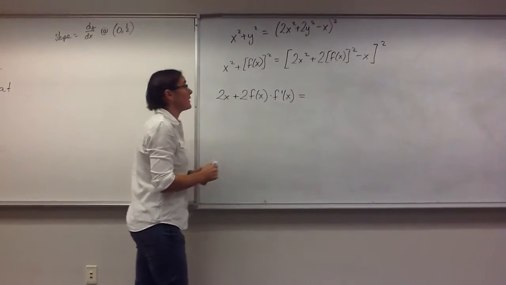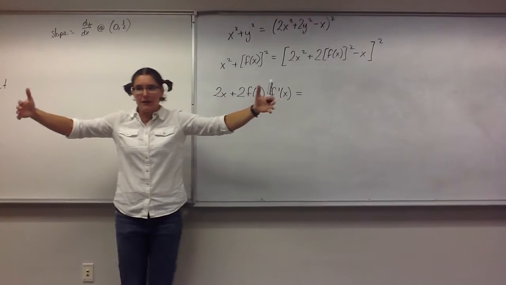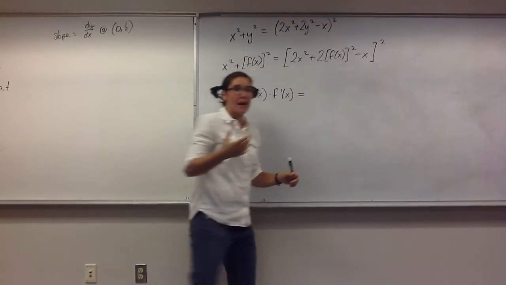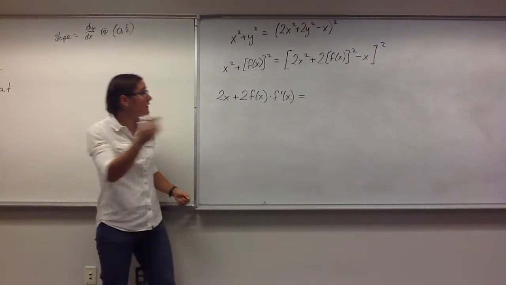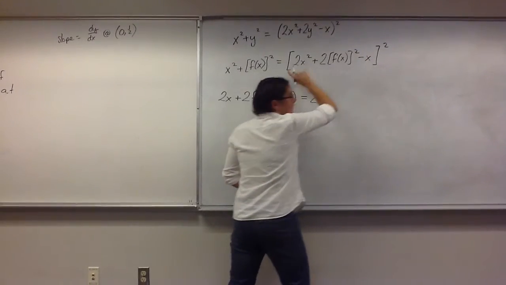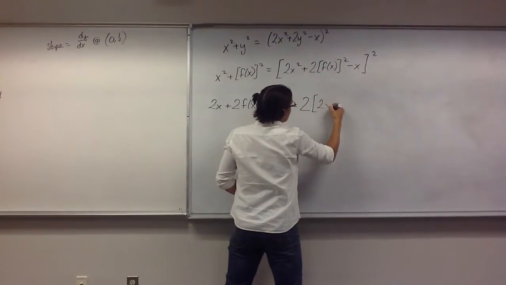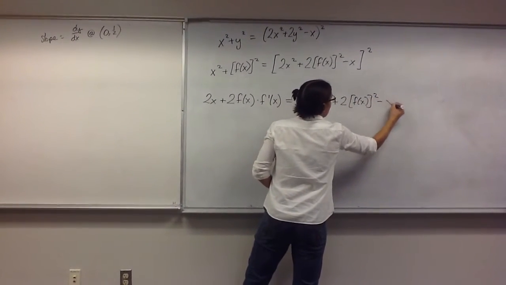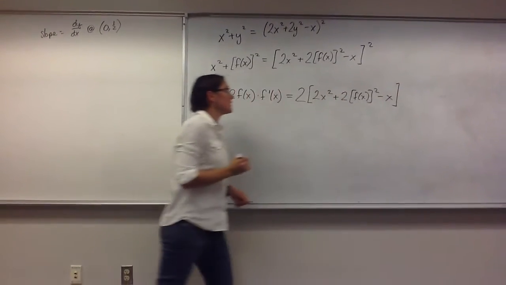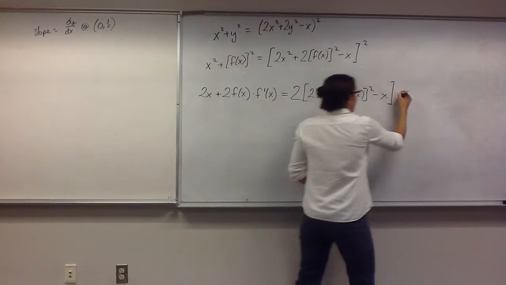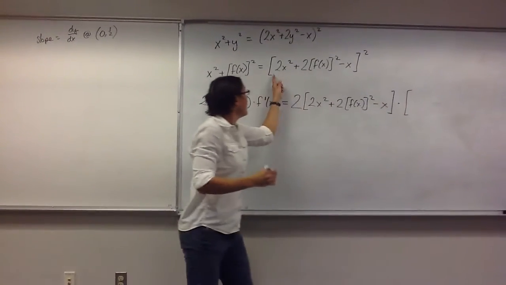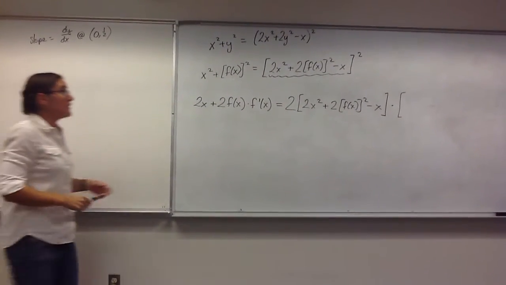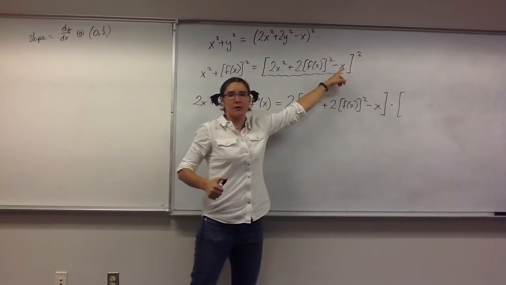All right, so on this right side over here, I've got a couple of things going on. My biggest set of parentheses is all of this stuff squared. So I have x squared for my outside function. So I'm going to take the derivative of the outside, bring that 2 down in front, keeping the inside the same. 2 times (2x squared plus 2 times f of x squared minus x), all of that raised to the first power, times the derivative of the inside stuff. So now when I look at the derivative of the inside, I've got three separate terms that I'm going to have to deal with here.